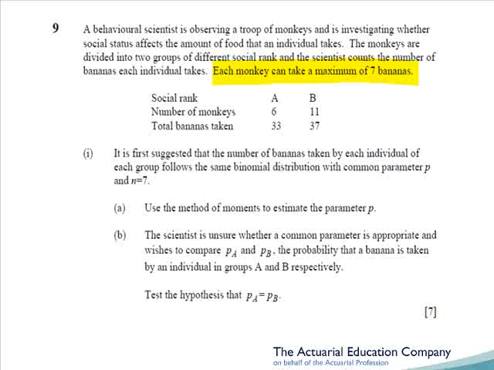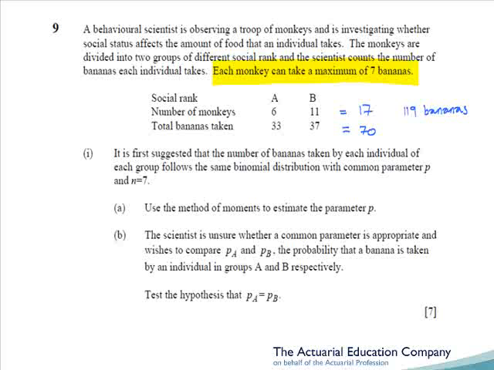In part 1a, we're going to estimate the value of p, assuming that both groups have the same value of p. So altogether we have 17 monkeys, which can eat a maximum of 17 times 7, which is 119 bananas. And altogether, they ate 70 bananas out of 119, and that will give us our estimate.